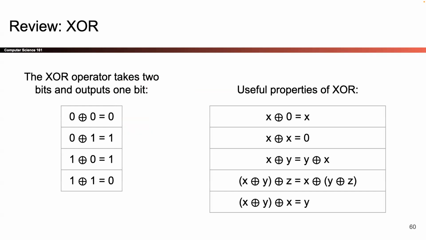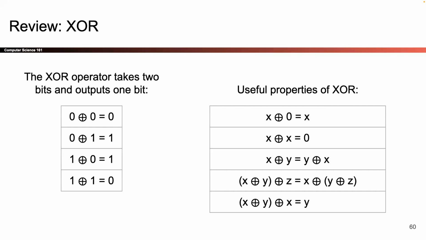To tell you all about one-time pads, I have to give you a quick review of bitwise XOR, which you may or may not have seen from a previous class. Bitwise XOR takes in 2 bits, each a 0 or a 1, and outputs a bit. It outputs 1 if the 2 bits are different, and outputs 0 if they're the same. Here are some useful properties. Most of these either seem familiar or you can just prove them based on the definition of XOR.